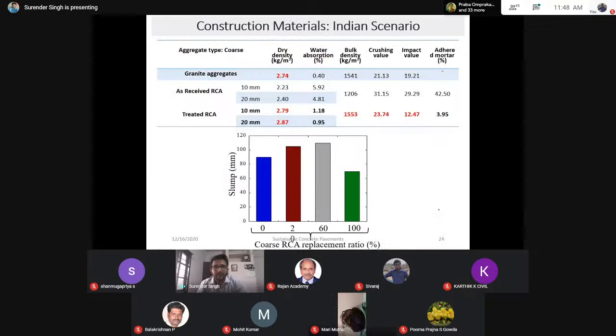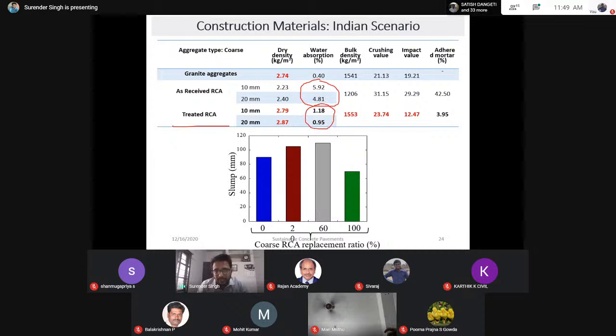So what we did, we got the aggregate and followed the same process, the process that has been established in IIT Madras. Then we did mechanical characterization. Earlier the water absorption was around 4 to 5%. Now after treating the recycled aggregate by our established technology, we could reduce the water absorption to less than 2%. And earlier the specific gravity was 2.2, now it is 2.8. That means we were able to remove the added mortar and enhance the properties.